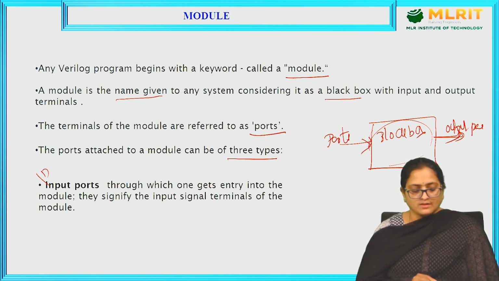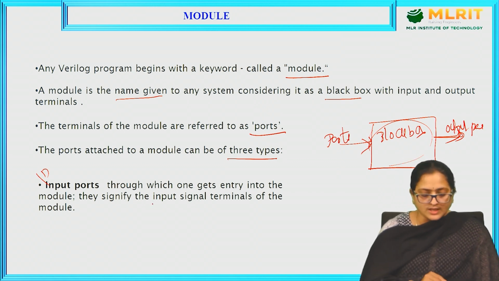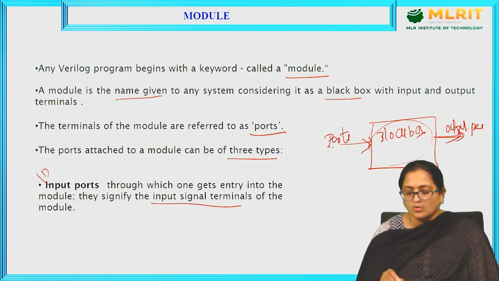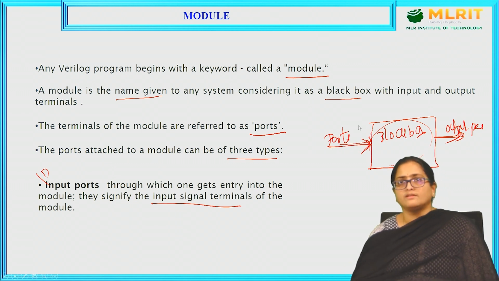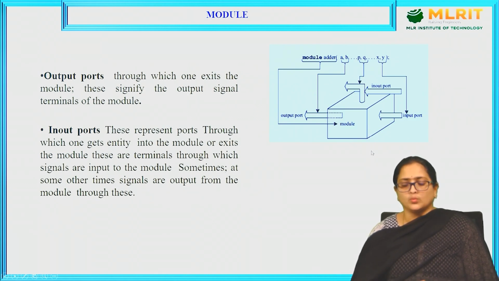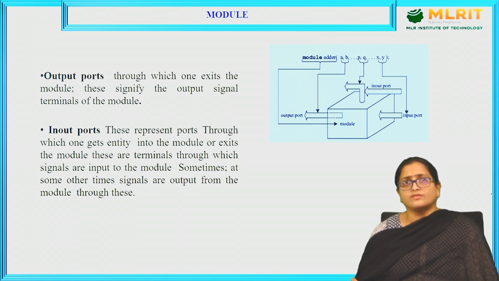The first one is the input port, through which one gets entered into a module. This signifies the input terminals of the module, which can only help to transmit the data into a module. The second one is the output port, through which one can exit the module. This signifies the output signal terminal of the module.